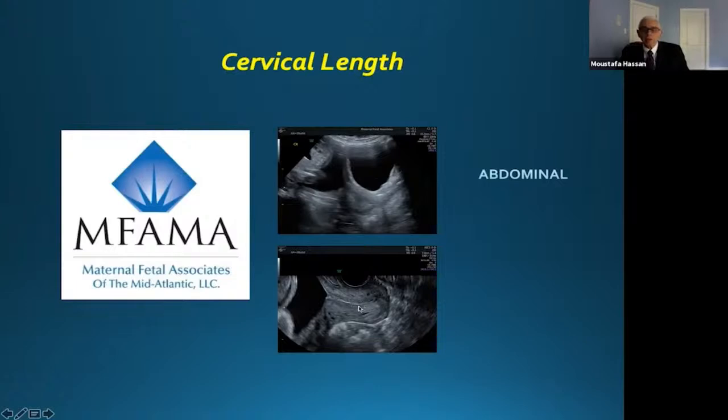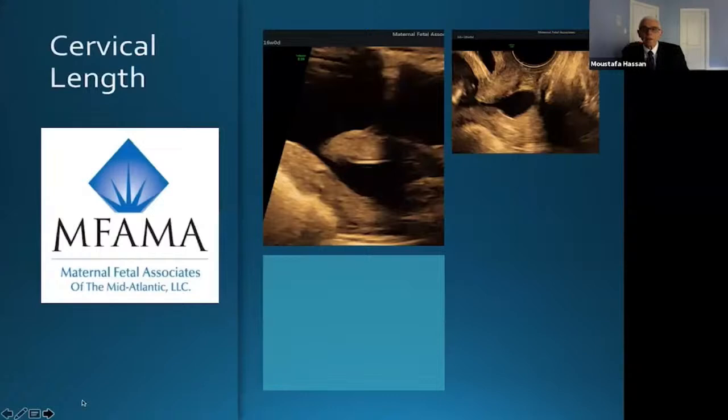You like to do it vaginally. This is a vaginal one, this is abdominal one, and you can tell definitely the vaginal, you can evaluate it much better. In addition, with the abdominal, you need a full bladder, and that can artificially make the cervix look longer. This is here when the cervix opens, abdominal versus vaginal. You can tell here you cannot see anything.